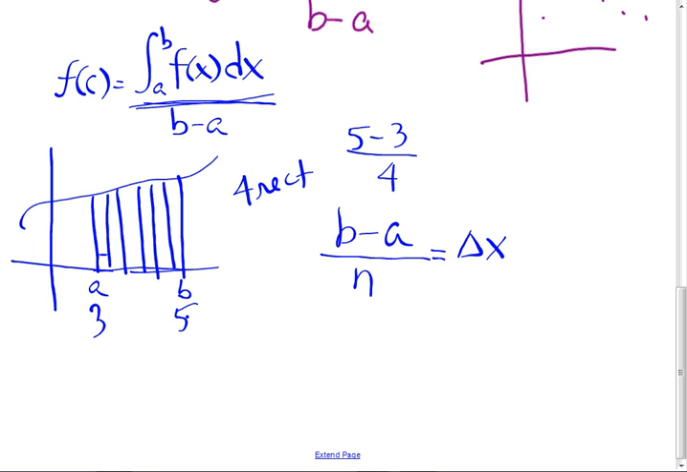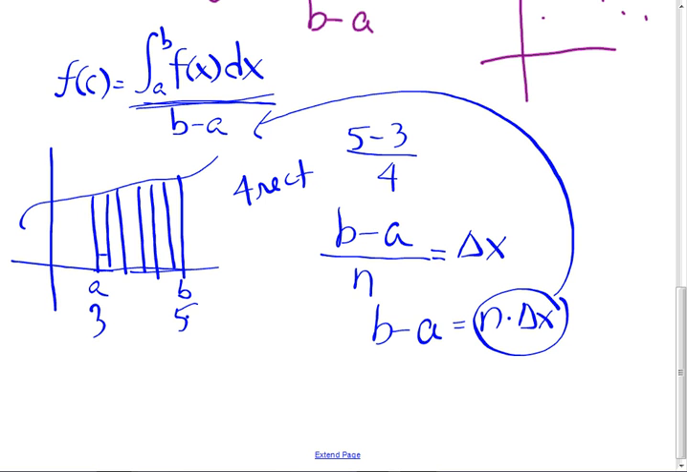This is what you're going to have to know in the multiple choice part of the exam. But we will hit on it hard in April, because if I do it now, you're not going to remember it because it's pretty hard. So we'll do it later. Okay? That's b minus a over n is equal to delta x. Could I solve for b minus a? That's n times delta x. Guess what I could do with this? I could substitute this in for my b minus a.